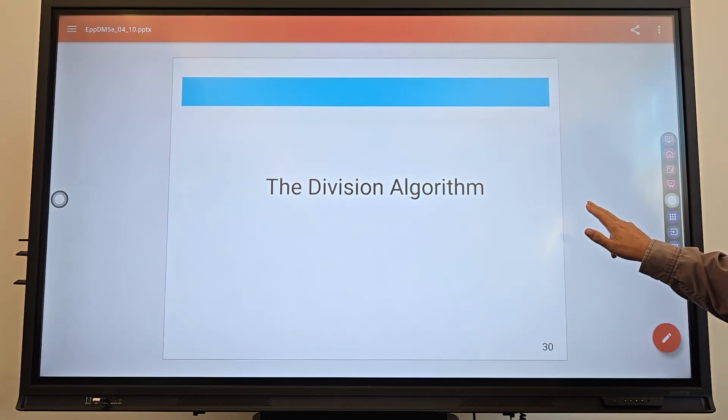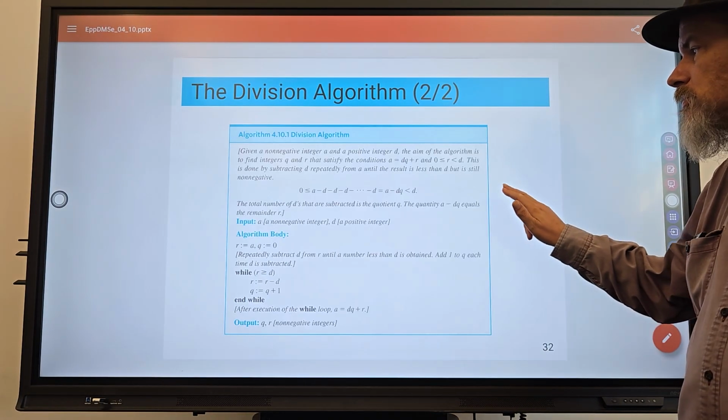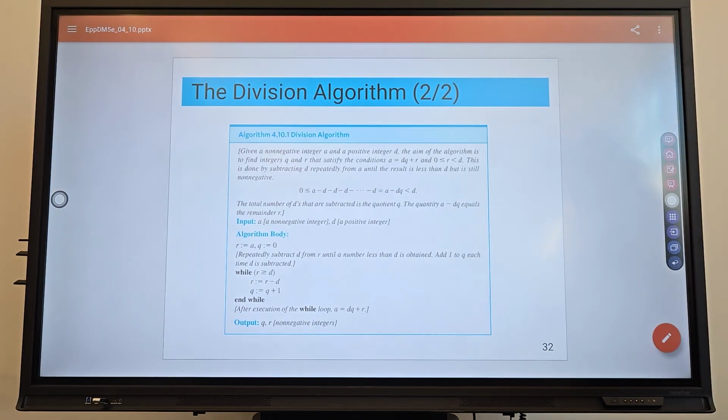The division algorithm. For an integer a and a positive integer d, the quotient remainder theorem guarantees the existence of integers q and r such that a equals dq plus r, and r is between 0 and d. So here is the division algorithm.